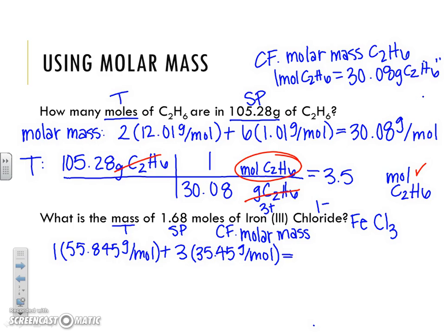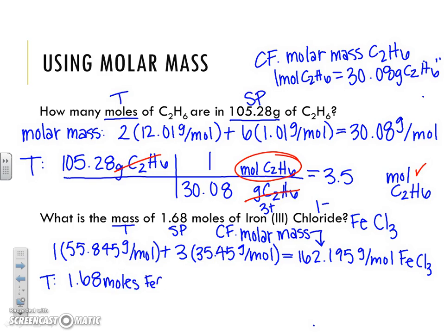If I multiply and add to solve for the molar mass, I get 162.195 grams per mole FeCl3. All right, so now we have our conversion factor, our molar mass. We're ready to solve this problem because we have our target and our starting point as well. If I begin with my starting point, 1.68 moles of iron 3 chloride, I know that my target is going to be the mass in grams of iron 3 chloride.